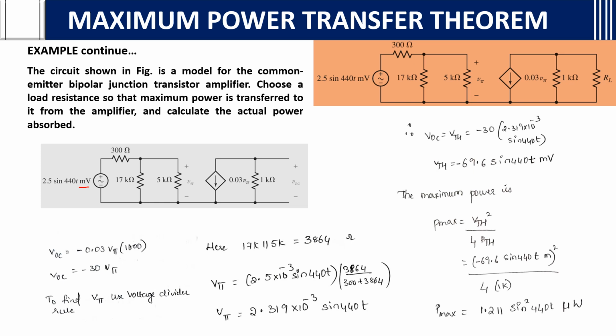So maximum power: we have the formula for maximum power, which we initially studied in the proof, that is voltage square by 4R. Voltage square by 4R. So you put the values of VTH and RTH, then do the calculation. You will get P max as 1.211 sine square 440t microwatts, the maximum power transferred to the load resistance RL. This is how to solve the question for maximum power transfer.